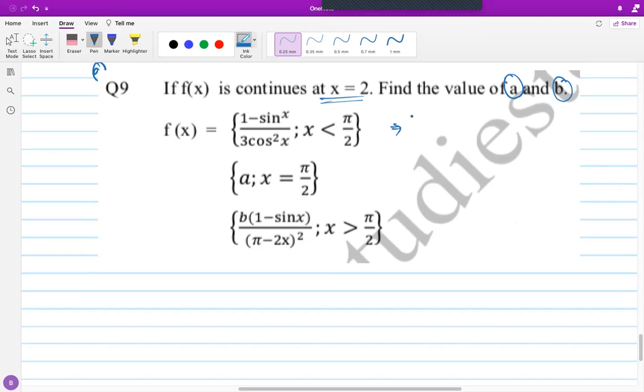It is a when x equal to pi by 2, and when x is greater than pi by 2, it is b into 1 minus sin x over pi minus 2x square. And at x equal to pi by 2, it is a. Then 1 minus sin x divided by 3 into cos square x, for x less than pi by 2. And now, how do we solve it?